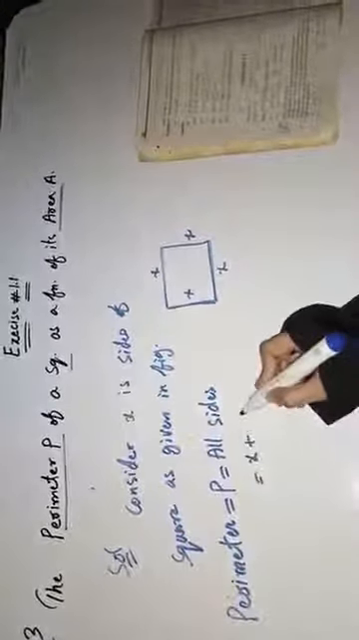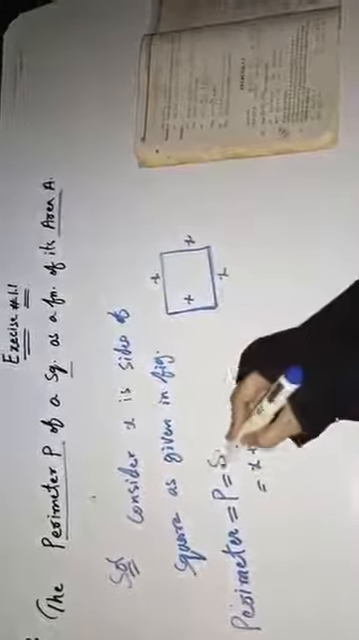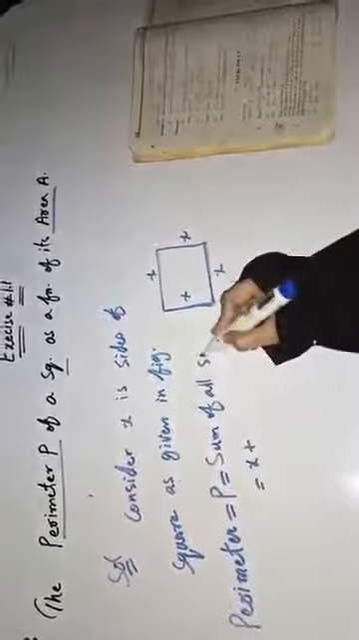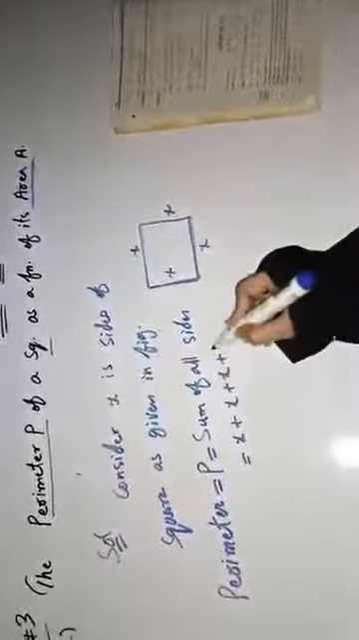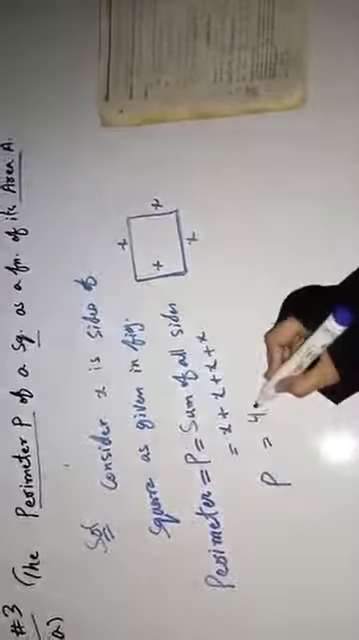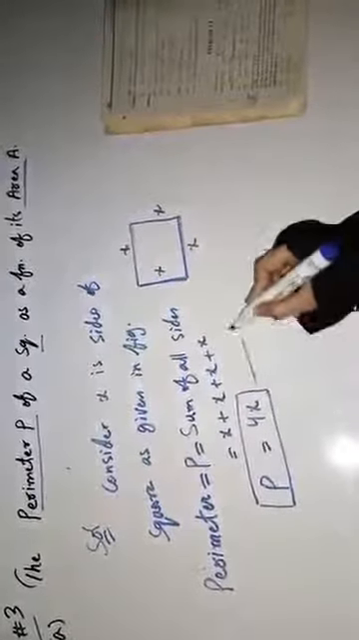x plus, the sum of all sides. You can write it better: x plus x, 4 sides. So it means perimeter P is written as 4x. Give it number 1.